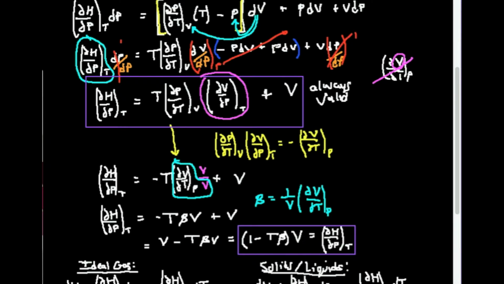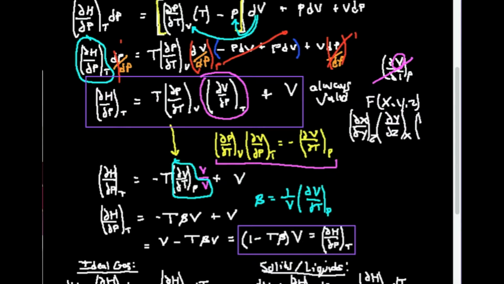So what I can actually do is something called the cyclic rule. This is one of our partial derivative rules that we learned in another video. Essentially what this rule says is, if I have an equation of state that's a function of x, y, and z, and I take the partial of x with respect to y at constant z, and multiply by the partial of y with respect to z at constant x, times the partial of z with respect to x at constant y, it has to equal -1.